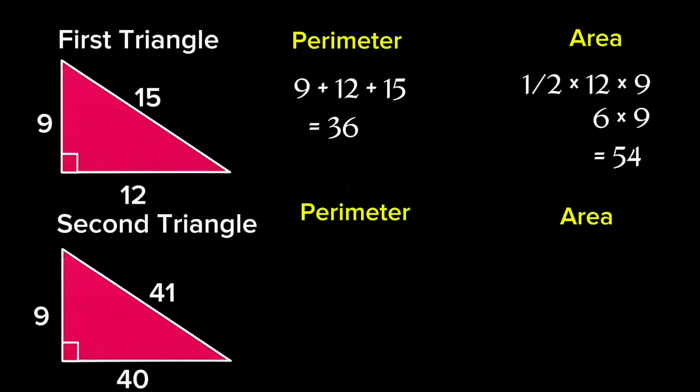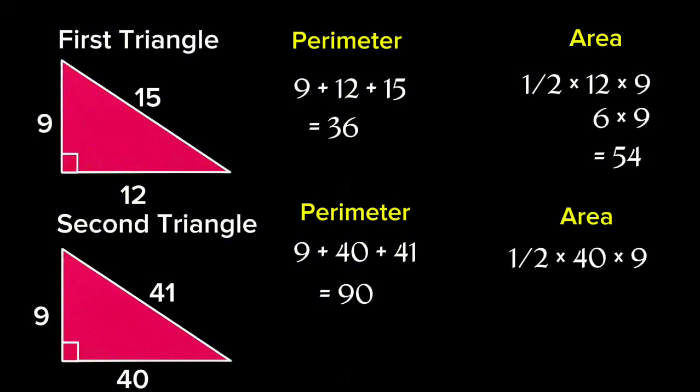Now, let us move to our second triangle. Its side lengths are 9, 40, and 41. To find the perimeter, we add the 3 sides. 9 plus 40 plus 41 gives us 90. So, the perimeter of the second triangle is 90 units. Now for the area. Again, we use 1/2 multiplied by the base multiplied by the height. This gives us 1/2 multiplied by 40 multiplied by 9. Half of 40 is 20, and 20 multiplied by 9 gives us 180.